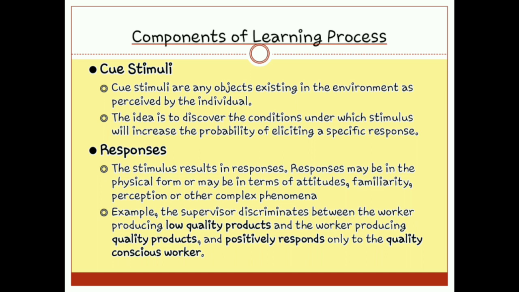Next, the third one is responses. The stimuli result in responses. Responses may be in a physical form or may be in the form of the employee's attitude, familiarity, perception, or other complex phenomena. For example, a supervisor discriminates between the worker producing low quality products and the worker producing quality products, and responds positively only to the quality conscious work.